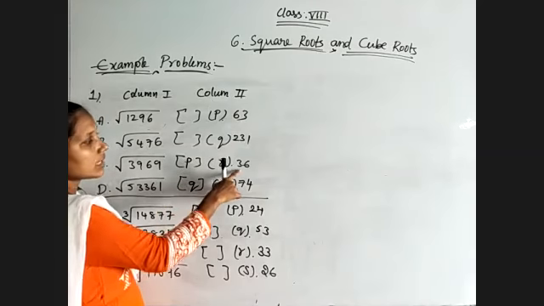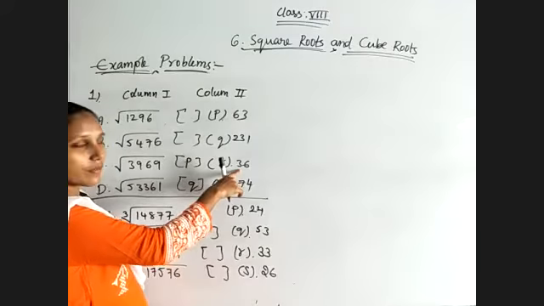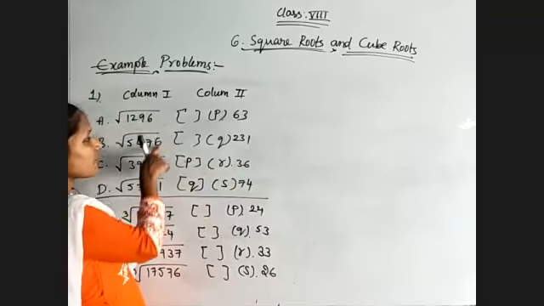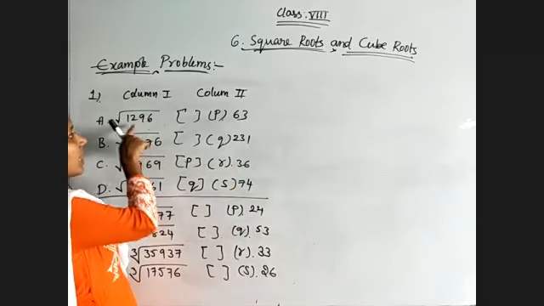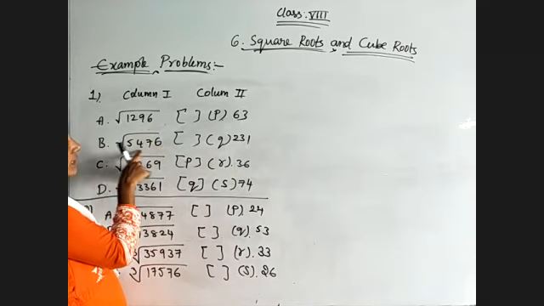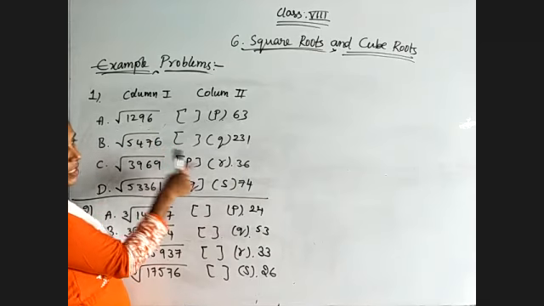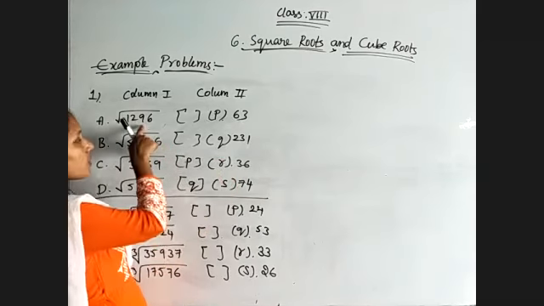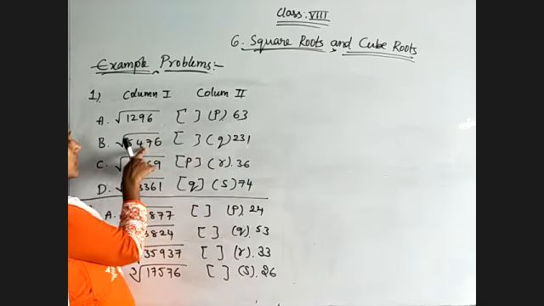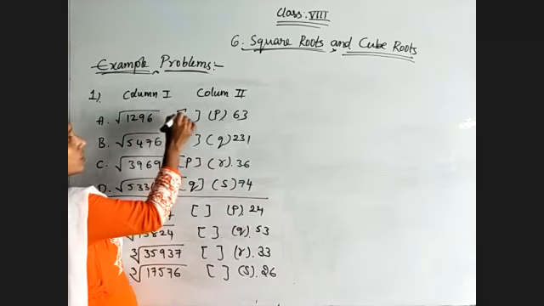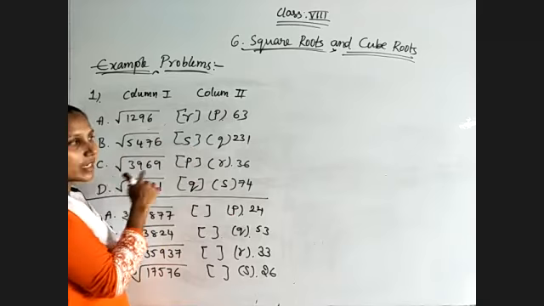Next, 36. 6 square we will get 6 only. But for 6 we have 2 numbers. And 1296 is lesser than 5476, means the lesser number, 36, will be the square root of this number, and 74 is the square root of this number. So here it is R. If you have any doubt, do it here.